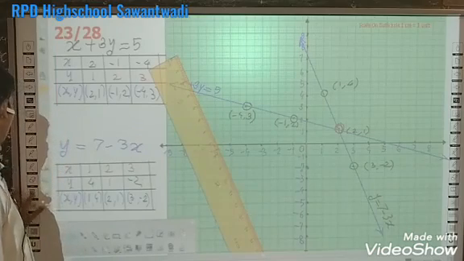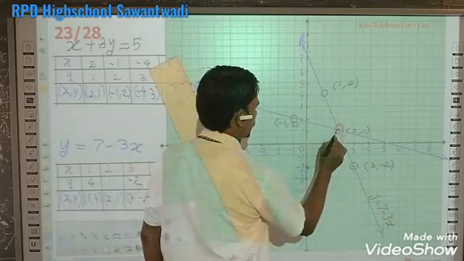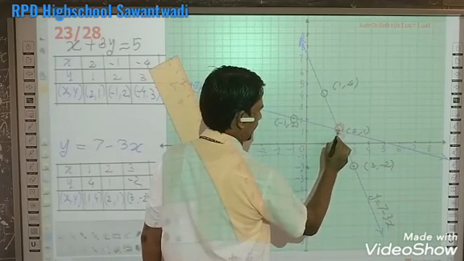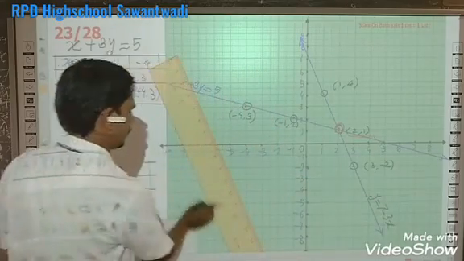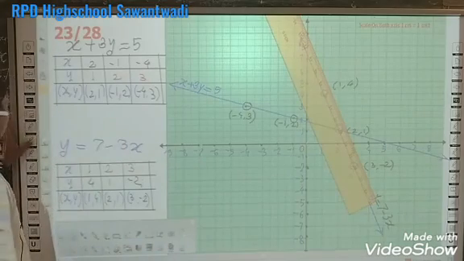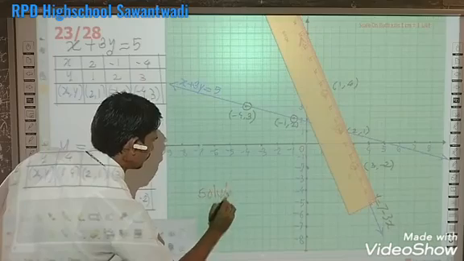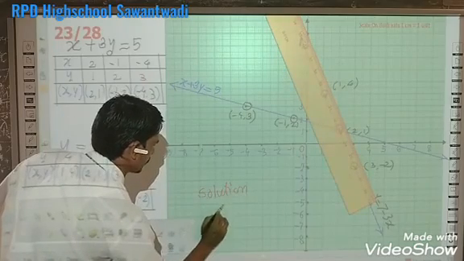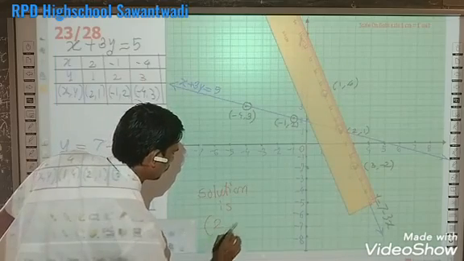Now if you see carefully here, you will see that we get point of intersection of these two lines, and this is nothing but the solution of these equations. So straight away you can put here that solution is, on graph paper itself you can put solution is into bracket, there it is 2 comma 1.